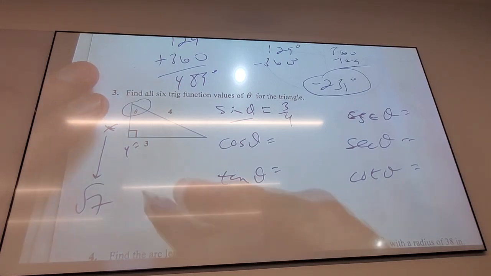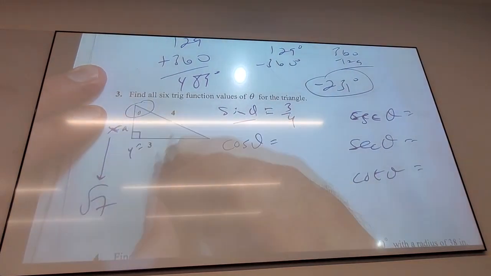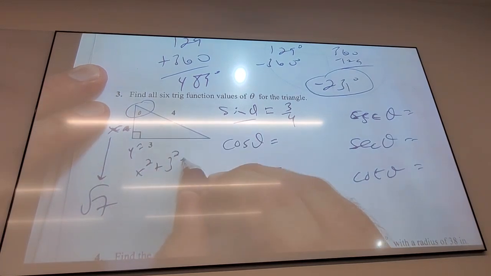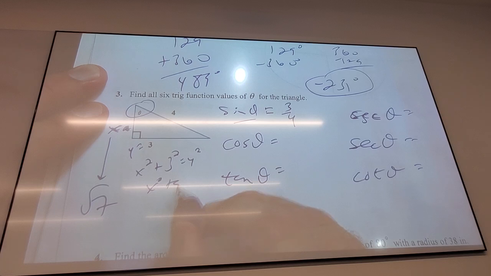If you guys want to see this worked out, if you call this A, or let's call it X, because that's what it is. X squared plus 3 squared equals 4 squared. X squared plus 9 equals 16. X squared equals 7, so X equals square root of 7.